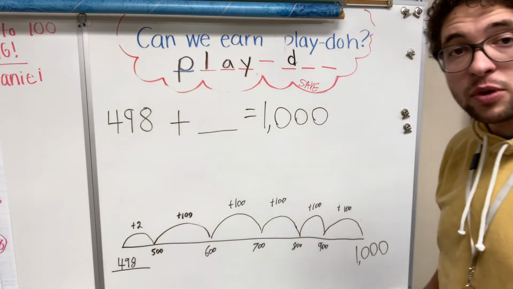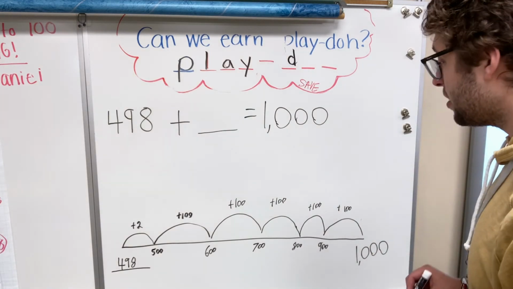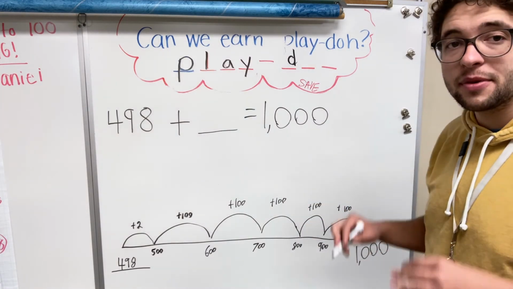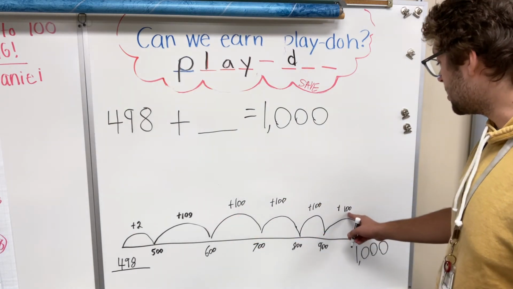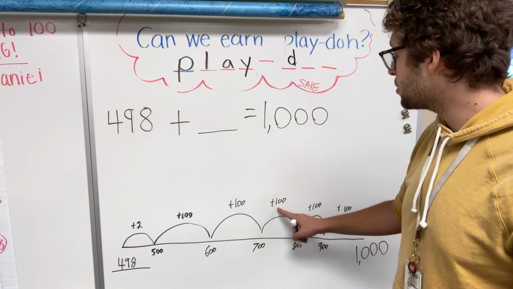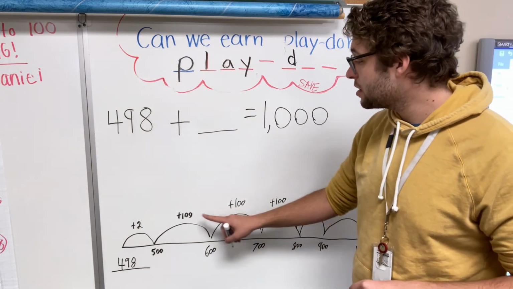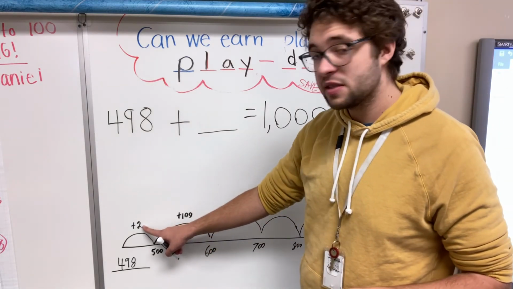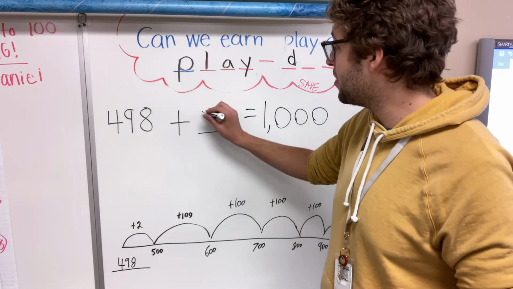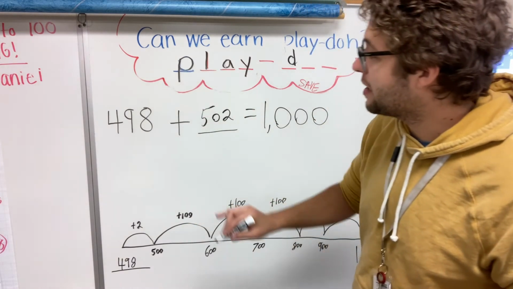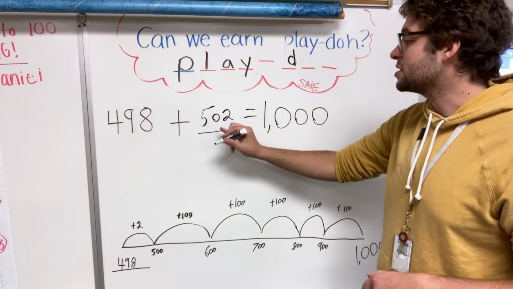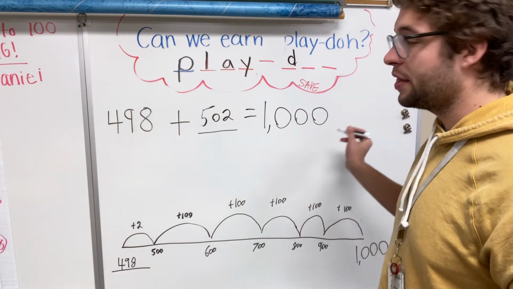So now that I've gotten to 1,000, I have to add up all of my jumps. And the first thing I'm going to do is count by my 100s as I go back. 100, 200, 300, 400, 500, plus 2 is 502. That's my answer. I know 498 plus 502 equals 1,000.